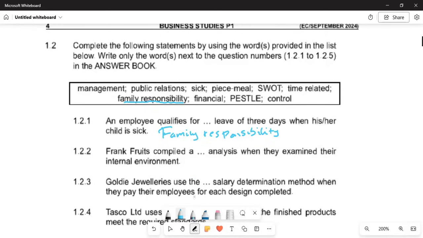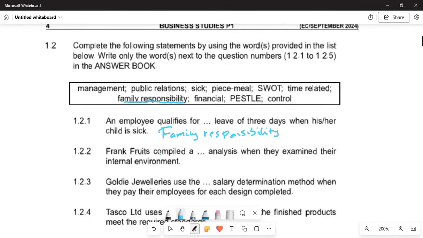Family responsibility. As we know, this is where employees qualify for family responsibility leave when a child or a family member is sick. So if a father takes 3 days off because his child is admitted in hospital, that is family responsibility, because the child is admitted in hospital, so the father can be given 3 days off from work. So that is family responsibility.